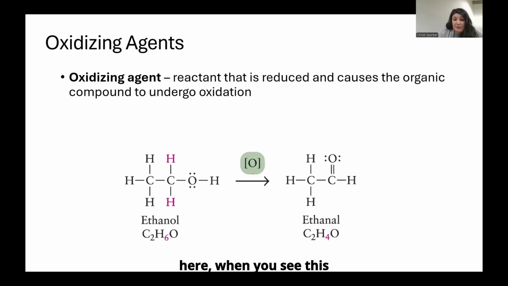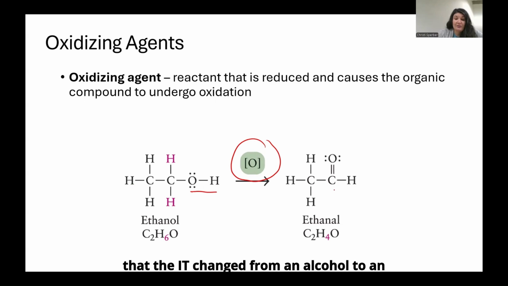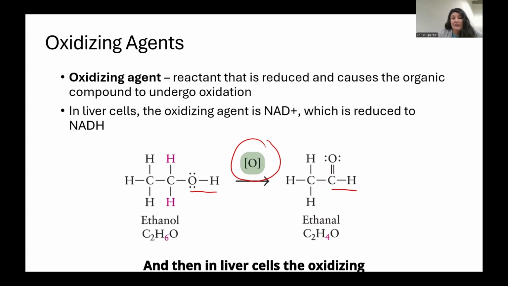This O right here, when you see this above an arrow, symbolizes oxidation. So you can see that it changed from an alcohol to an aldehyde. And then in liver cells, the oxidizing agent is called NAD+, which is reduced to NADH. And we gained a hydrogen, and this is a reduction.